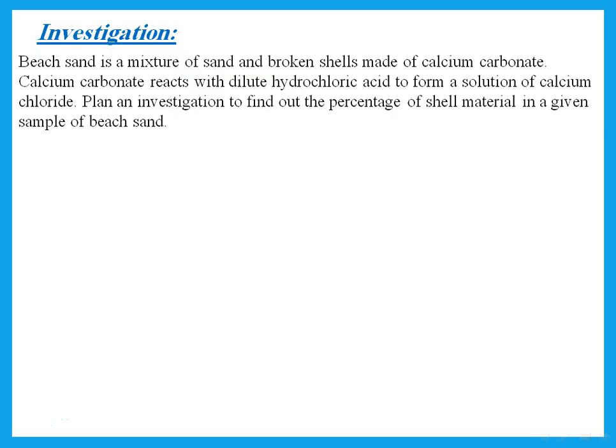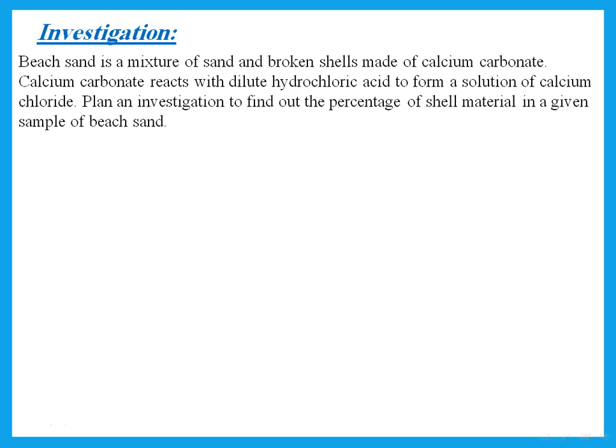So, for example, you know that at the end of paper 6, there are experiments that you're supposed to explain. So this is an example. He says beach sand is a mixture of sand and broken shells that are made of calcium carbonate.